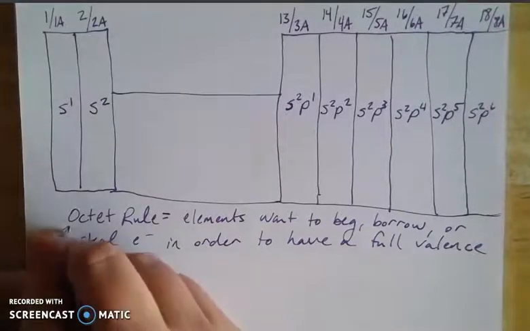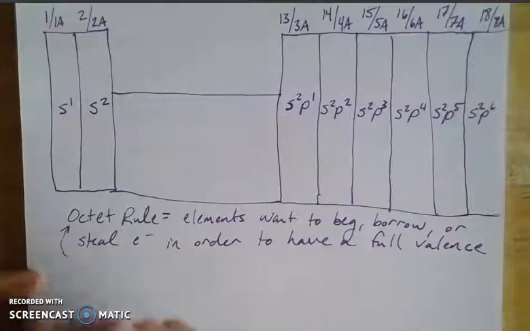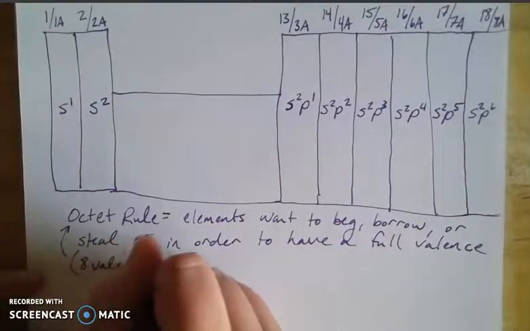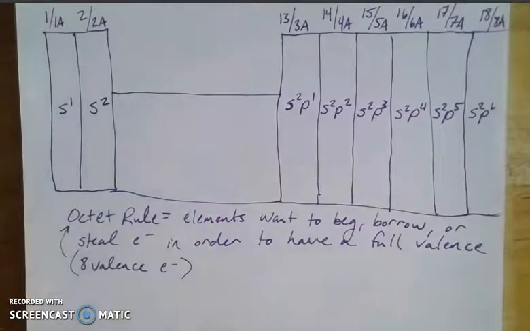But that's where the octet part comes in, right? So in general, this means that they want 8 valence electrons. They want to look like a noble gas. Everyone wants to be a noble. We want to look like a noble gas.